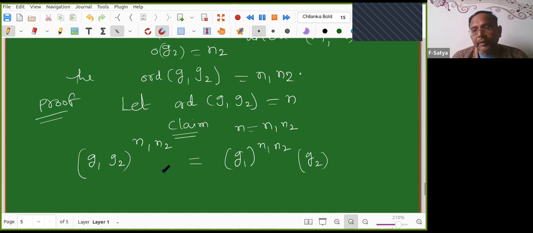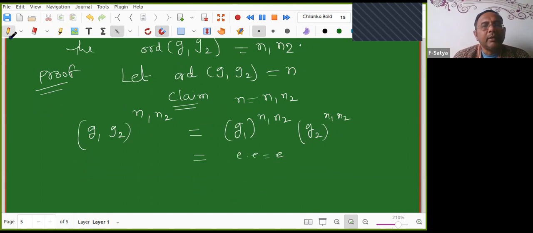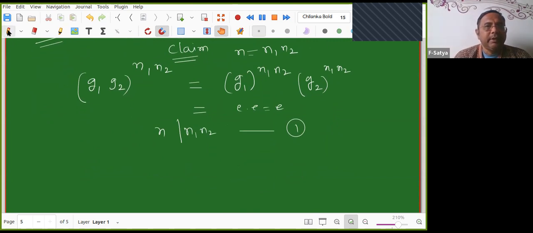That is a beautiful part. This proof does not demand the entire group is abelian. In future, I'm just telling that. And here, this is identity and identity. So it is equal to identity. So from that, what is the conclusion? N1 times N2 is divisible by N. N divides N1 times N2. This is 1, correct? Now I want to show the other direction, right?